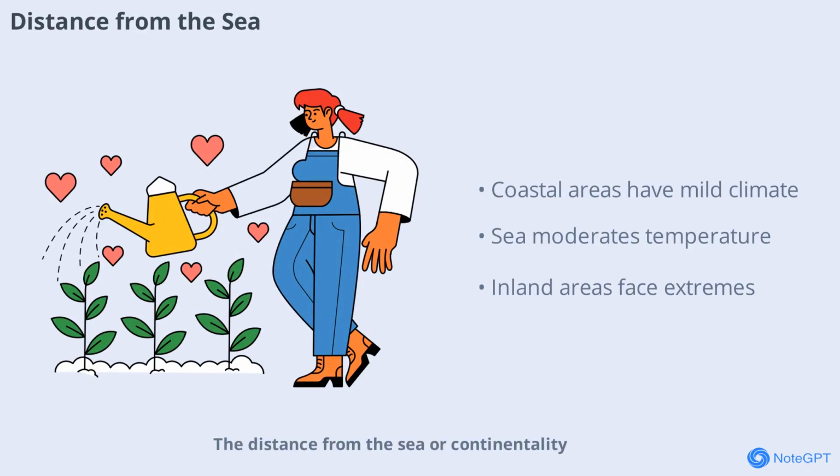Distance from the sea, or continentality, significantly affects a region's climate. Coastal areas like Mumbai and Chennai experience moderate temperatures throughout the year due to the influence of the sea. The sea heats up and cools down more slowly than land, which helps regulate temperature extremes. In contrast, inland areas such as Delhi often face hotter summers and colder winters. This difference is why coastal cities tend to have more stable and pleasant climates compared to places far from the ocean.